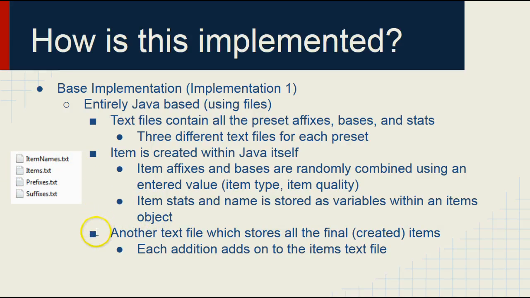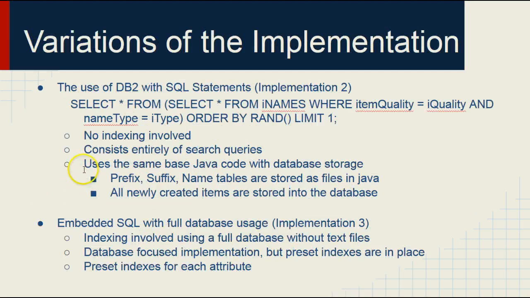So for our second implementation, now we're using a database. That's when the fun starts. We're using a database with SQL statements. However, there's no indexing involved whatsoever. It's entirely made out of search queries, and so there's still some file usage in there. What I mean by this is that the prefix, suffix, and name tables are all stored as files in Java, but all newly created items are then stored in the database. So it's almost a hybrid.